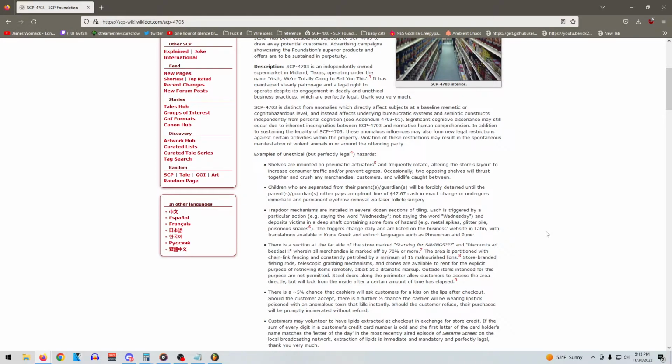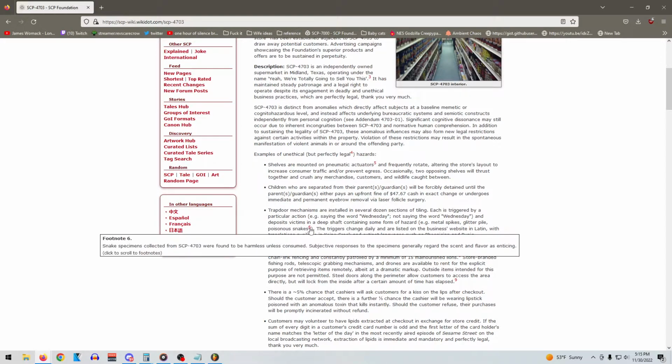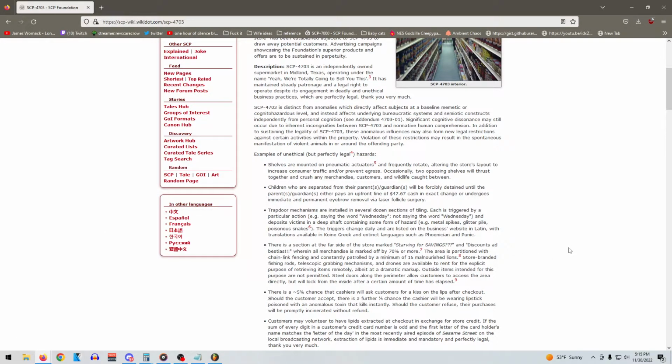Trapdoor mechanisms are installed in several dozen sections of tiling, each triggered by a particular action: saying the word Wednesday, not saying the word Wednesday. It deposits the victim in a deep shaft containing some form of hazard: metal spikes, glitter pile, poisonous snakes. I love that it goes from metal spikes to glitter pile, and then back to poisonous snakes. The triggers change daily and are listed on the business website in Latin. The translations are available in Minoan, Greek, and extinct languages such as Phoenician and Punic.